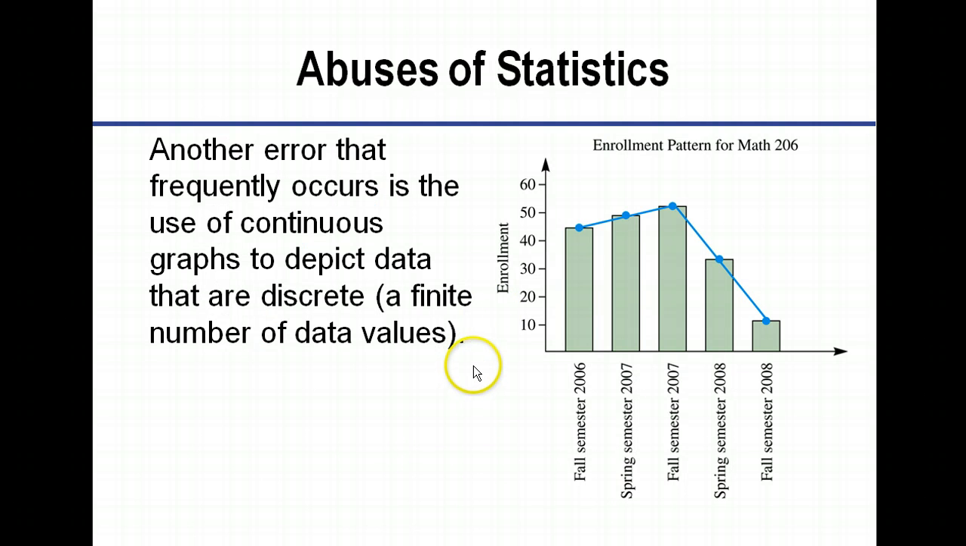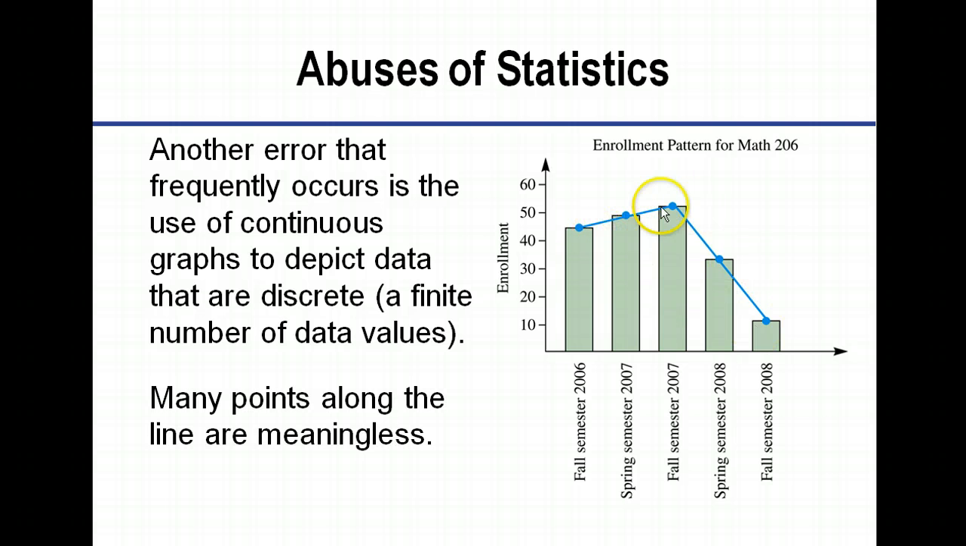So another error that often occurs is this use of continuous graphs to depict data that are discrete. And we've talked about this before, this idea of can we connect the dots all the time? Does it make sense to connect them and use a line graph? So for example, here in this graph representing enrollment patterns for a certain math class, we've got bars representing each of the semesters, fall and spring, for it looks like 2.5 years. Now, we have everything nicely labeled, but it would not be appropriate to take the data points that would have been represented at the tops of these bars and connect them with a line.